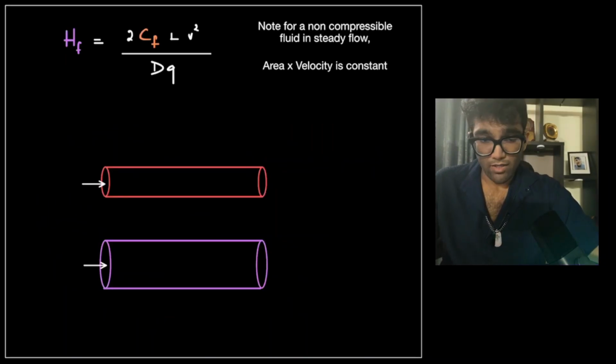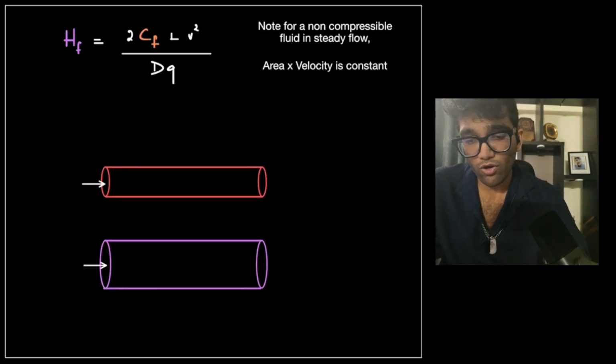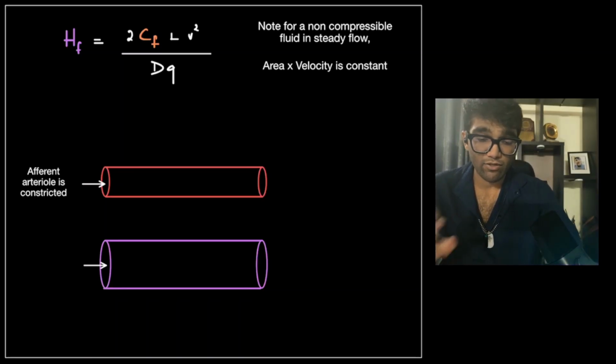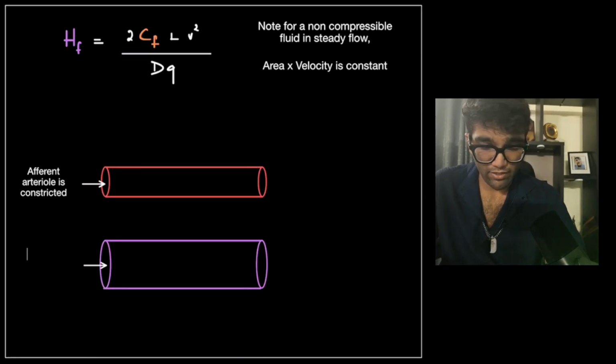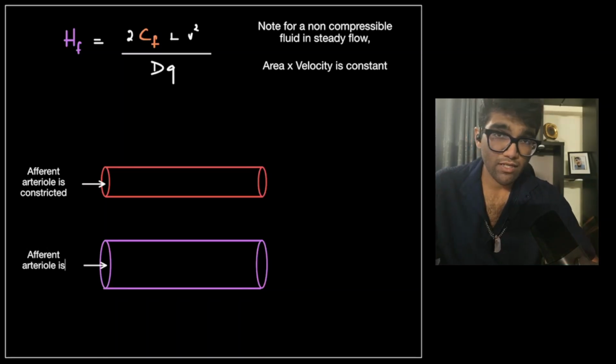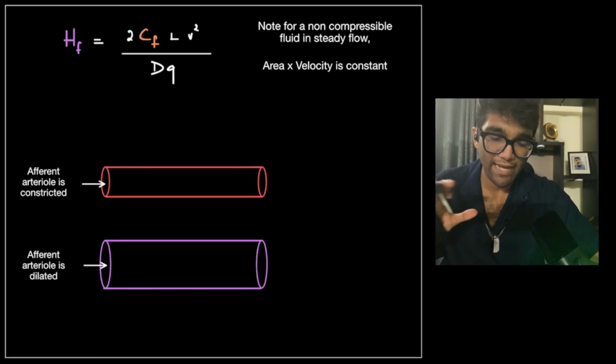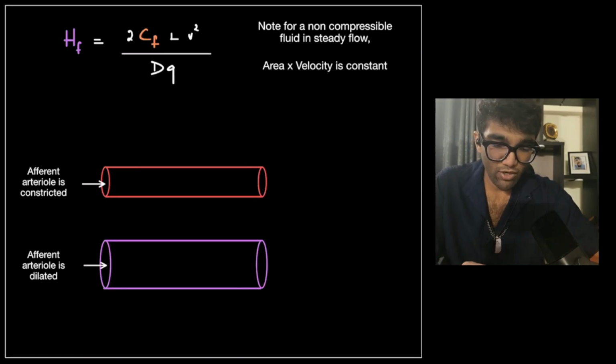Now, for a non-compressible fluid in steady flow, area times velocity is a constant. Obviously we know that from Bernoulli's equation and things like that. So the afferent arteriole, there are two possible situations. There is a constricted afferent arteriole, and there is a dilated afferent arteriole. Now, when would we have a constricted afferent arteriole? We'll just see when that happens. And say when you have decreased sodium delivery at the macula densa, you have a dilated afferent arteriole. So this is the normal situation.